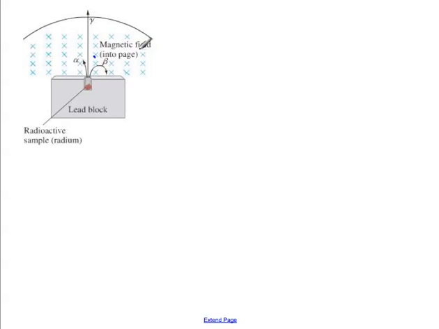If you think the same thing about beta rays, they're basically just electrons. So the current is going down, and you put your finger in and your thumb points this way. That's why they curl this way in the magnetic field.